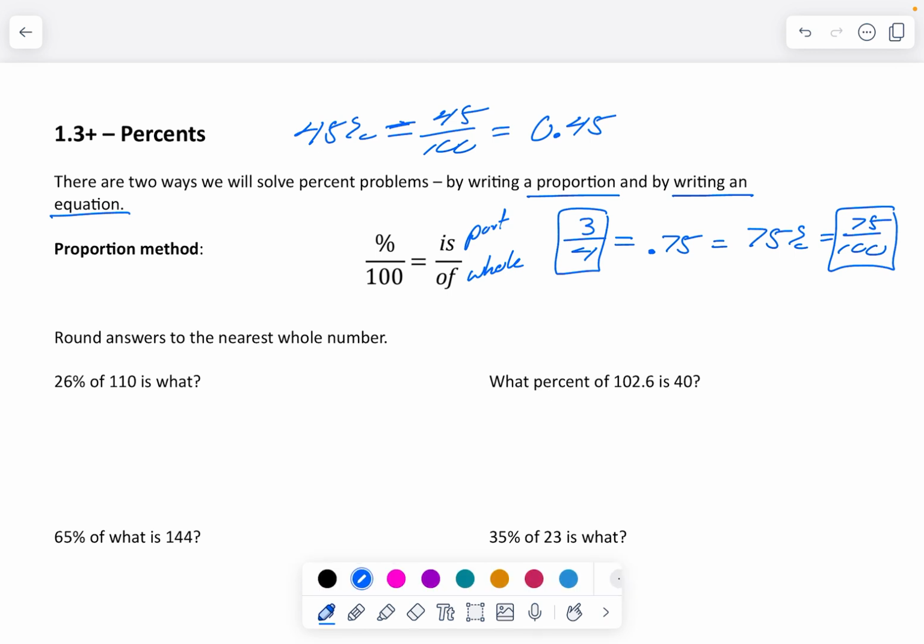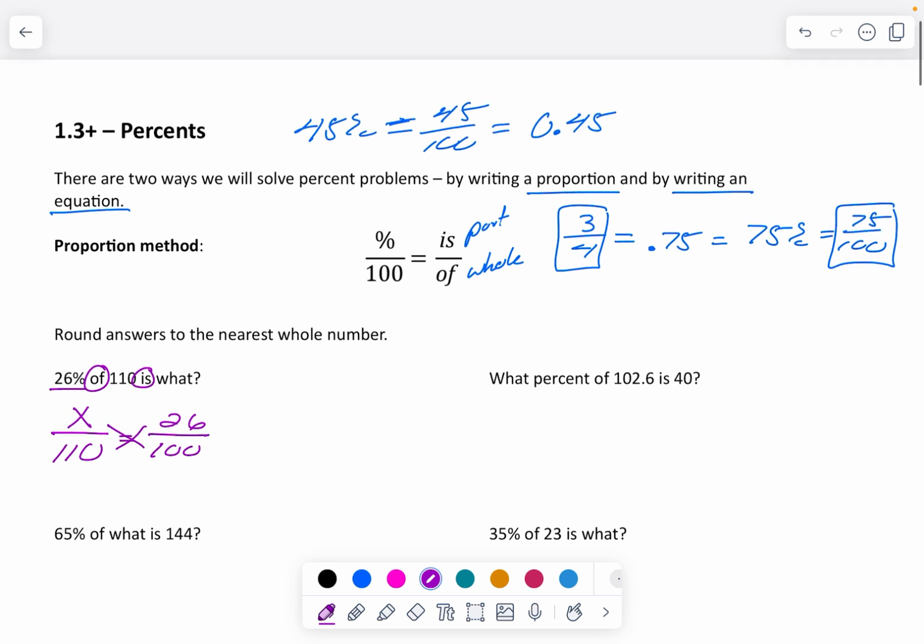So, for example, let's take a look at this first one. We have the 26%. Even though it says it the other way up there, I usually put the percent on the right. Doesn't matter. My percent goes out of 100. Notice it's not 0.26, but I'm writing 26 out of 100 to represent that percent. And then the other side, here's that of, right? The of is the total, that goes on the bottom. Is what? That's what we want to know. We want to know the part. And so we set up our proportion, and once we set it up, we know how to solve it.